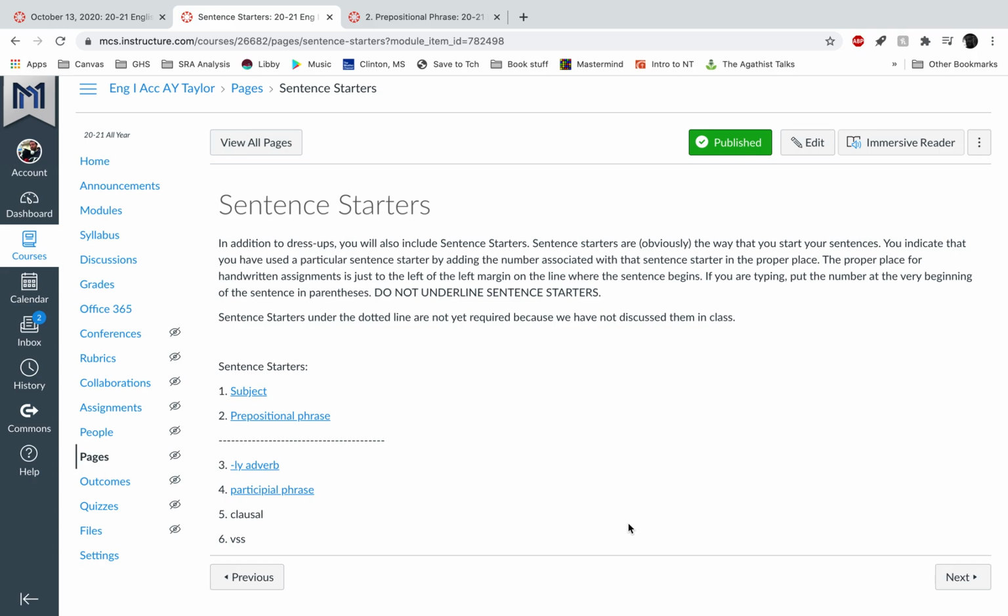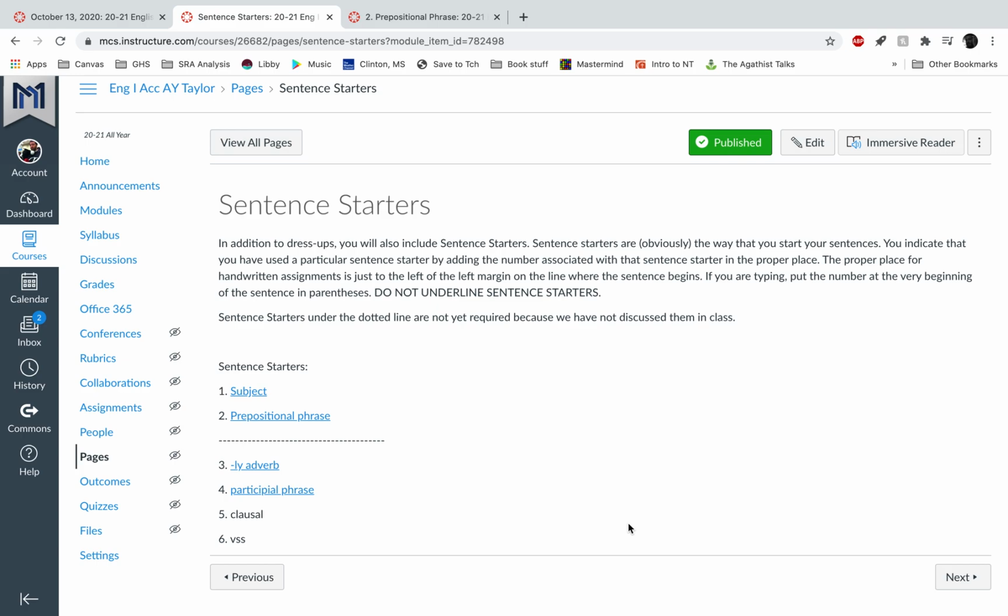Okay, so you need to know about your sentence starters. We've dealt with one category of stylistic technique so far, that is the dress up. And we have two different types of dress ups. We have the who which clause and we have the ly adverb. And you know that you indicate your dress ups by underlining the key word.